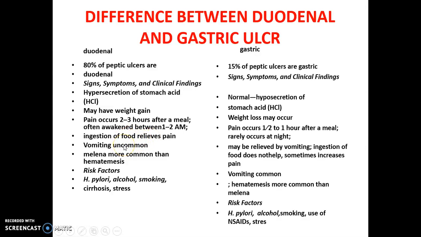Then vomiting is uncommon in duodenal ulcer, but in gastric ulcer, vomiting is common. Then melena is more common than hematemesis. So in duodenal ulcer, the patient will have melena.